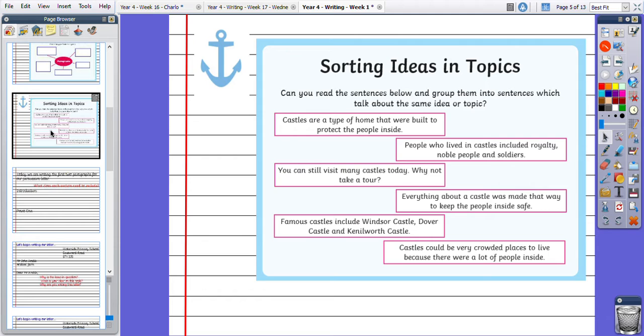So here are some examples of some sentences, and I want you to have a little look at them and think how you would group them. So read the sentences below and group them into sentences which talk about the same idea or topic. Okay? Pause the video, have a little look. Okay, so that should have helped you to have a little think about how we link topics together, link ideas together into one paragraph. If it's about a different topic, then we'd start a new paragraph.